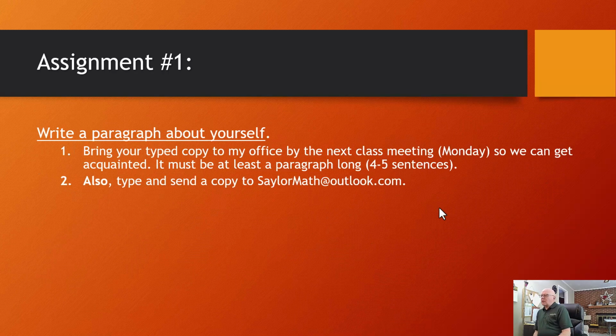Assignment number 1. This should be the easiest one of the whole semester. And in case you're wondering, do I get credit for this? Yes. This is a homework assignment. You get 10 points for it. Write a paragraph about yourself. What you're doing is you're introducing yourself, telling me some of the interesting things about you. Where are you from? What's some of your background? Anything at all is good here. Type that up, bring it to class, and send it to sailormath@outlook.com.